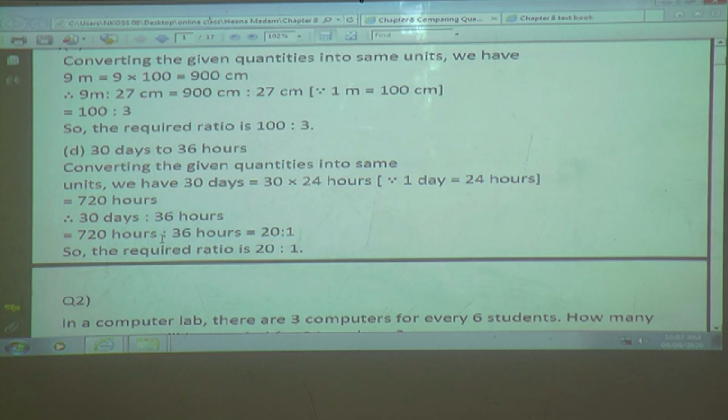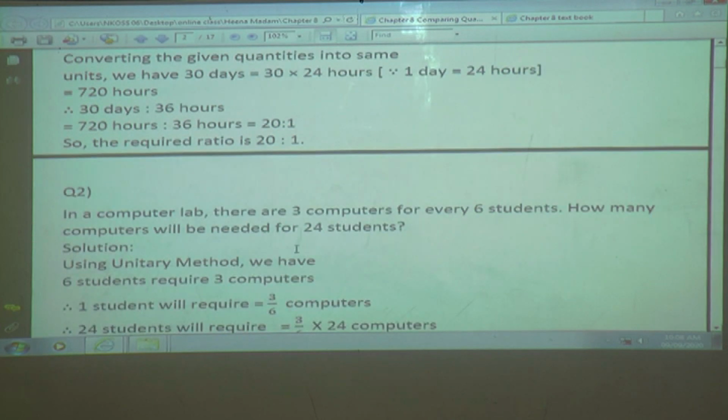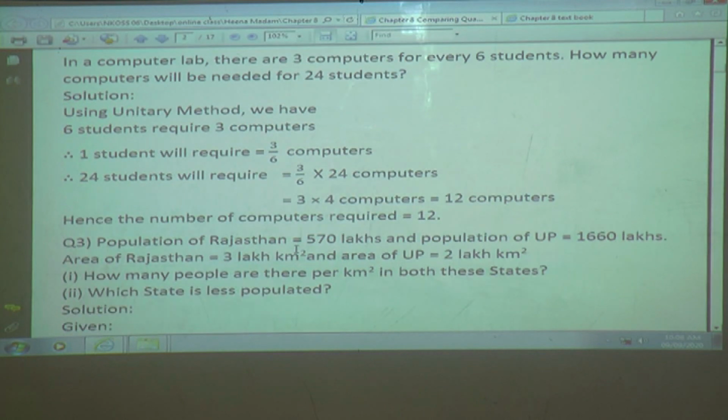36 hours. Writing these ratios in fraction form, if it is possible, reduce it. Here it is possible to reduce: 36 ones are 36, 36 twos are 72 and 0 as it is, so we write 20 ratio 1. So the required ratio is 20 ratio 1 here. So we first converted the given units into the same unit, and then found the ratio. Here we have an example word problem that we will see.